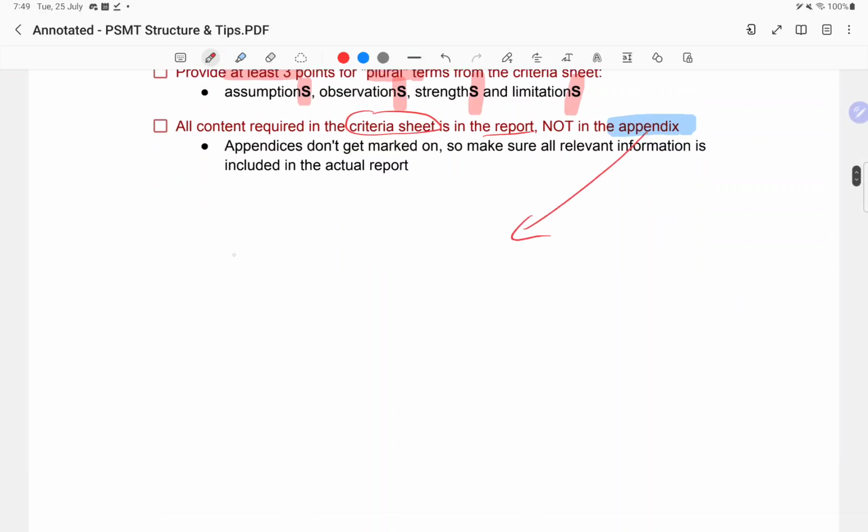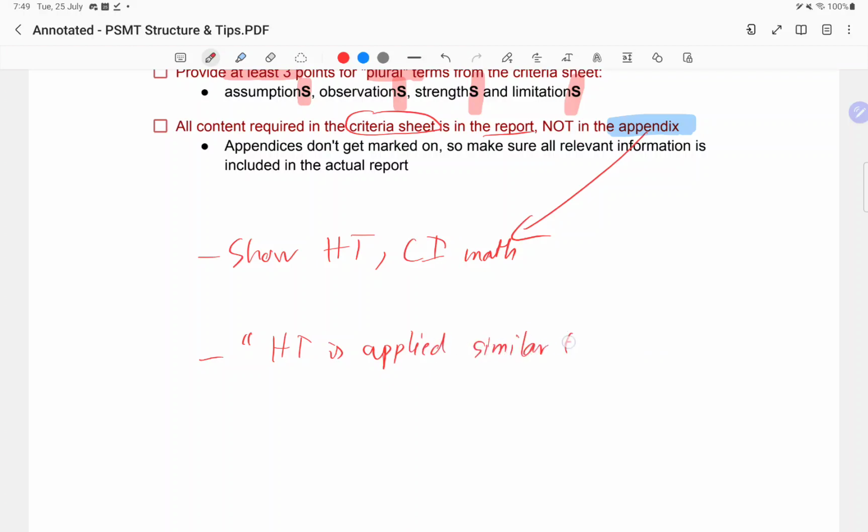Okay, let's say you would go show hypothesis testing and confidence interval math, right? And then after that, you would just say hypothesis testing and confidence interval. Let's say hypothesis testing is applied similar to section, let's say this is in section 1.2, for example, right? We start with 1.2. It's applied similar to section 1.2.